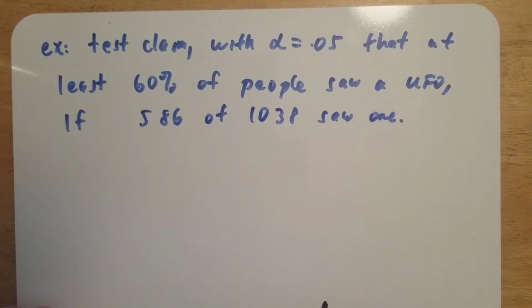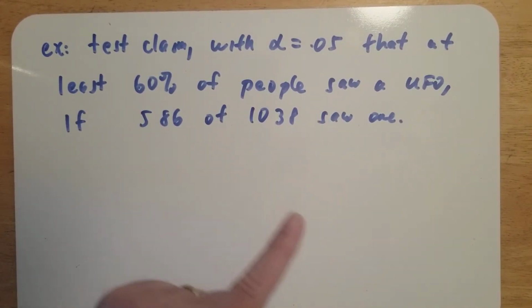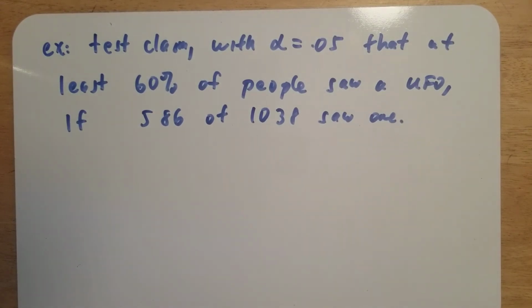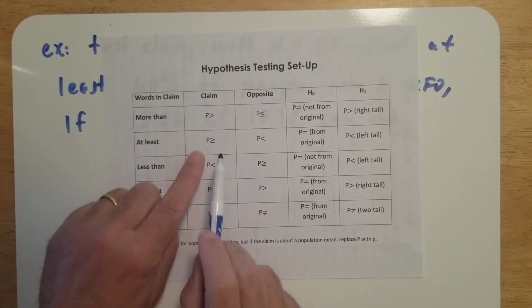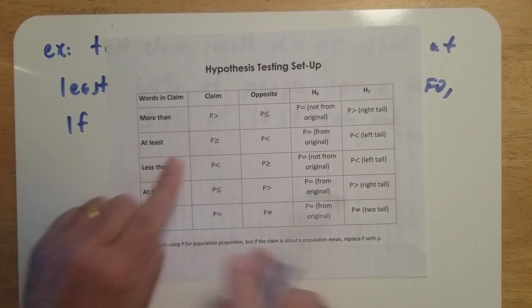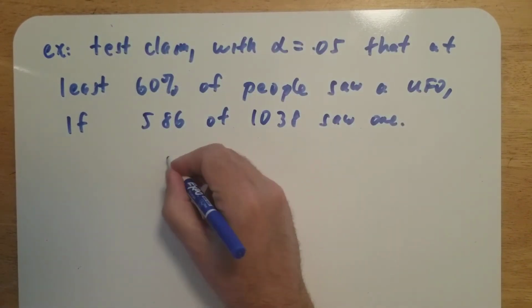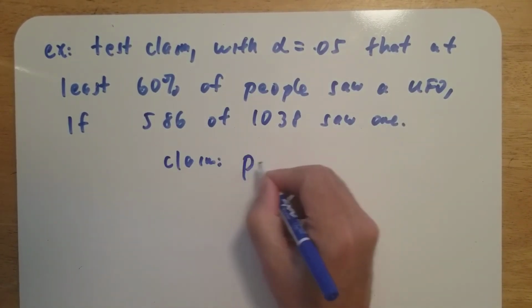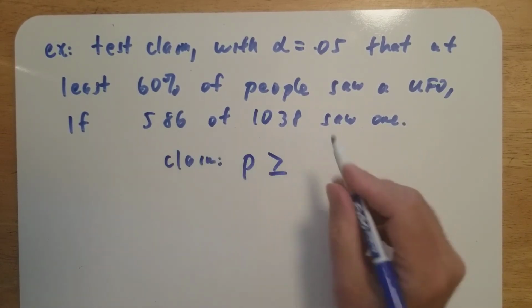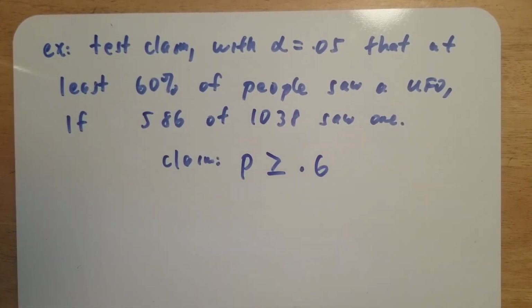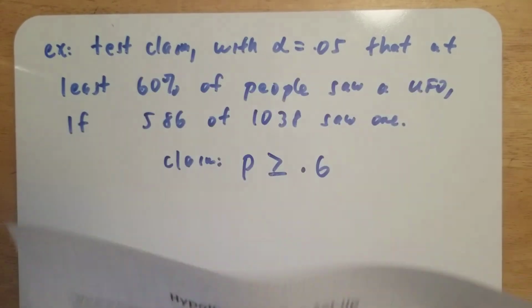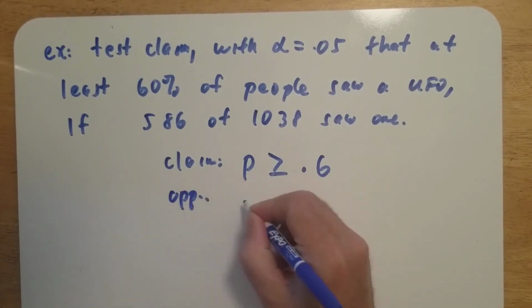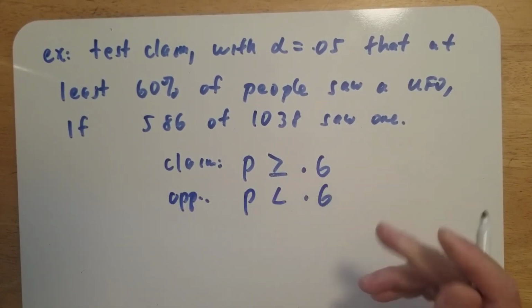So for the setup, notice that in the question it says at least 60%. And so I'm going to look at my setup chart, at the row that says at least, and it says the claim is P is greater than or equal, the original claim. The claim P is greater than or equal, and the 60% I'm going to write as a decimal 0.6. The opposite is P is less than 0.6.